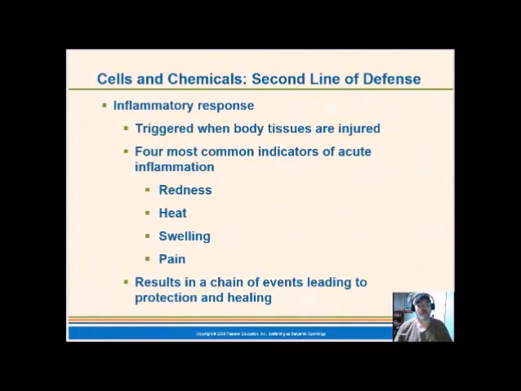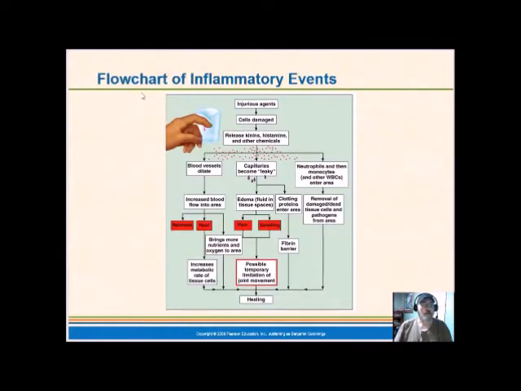Now, the inflammatory response is triggered when body tissues are injured, and there are 4 common indicators of acute inflammation: redness, heat, swelling, and pain. There is also a 5th one if the inflammation is bad enough, called loss of function, but we don't consider that the primary example. This process results in a chain of events leading to protection and healing. So here's a general flowchart for inflammation.